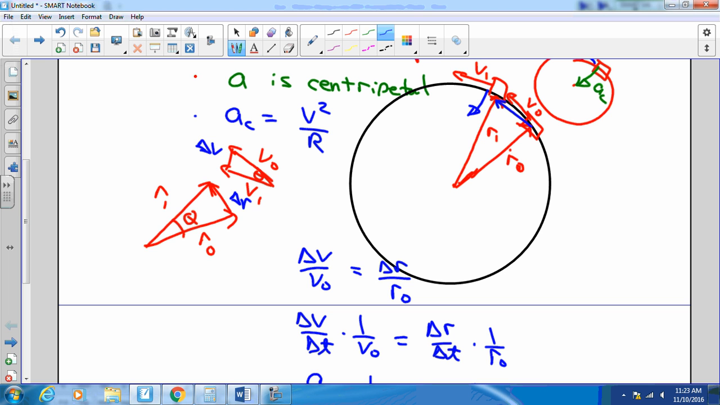And as I said yesterday, the takeaway from all of this is that when an object is moving with uniform circular motion, it will always have a centripetal acceleration. Centripetal means what? Center seeking, right? Centripetal, center seeking. And the value of that centripetal acceleration will be v squared over r.